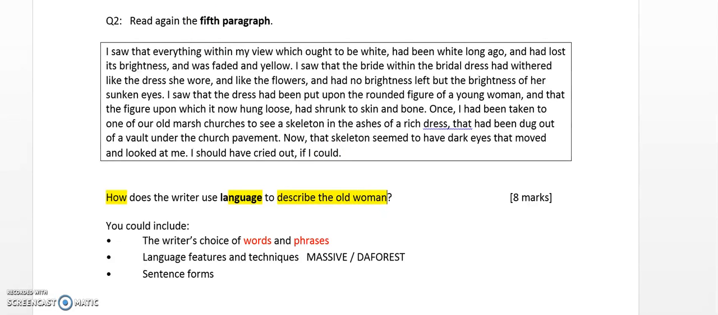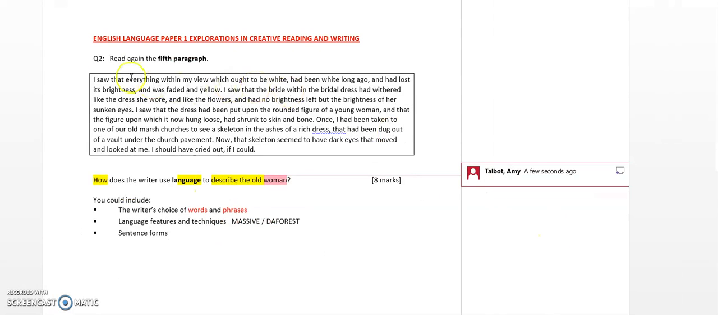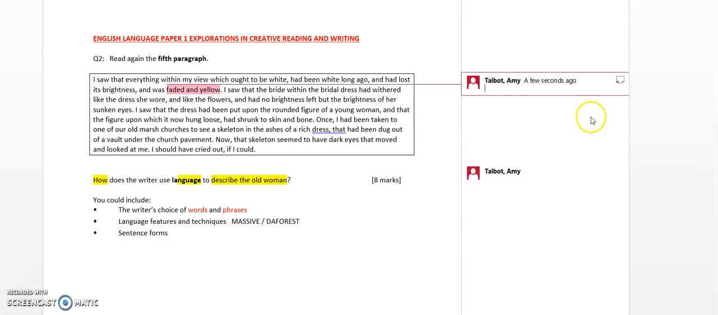So if we have a look at the extract, I'm going to do this by adding comments like this, and hopefully they're going to fit on. I think I might need to make it a little bit smaller. Yes, here we go. "I saw that everything within my view, which ought to be white, had been white long ago, and had lost its brightness, and was faded and yellow." So I can see that we've got this phrase here, faded and yellow. These words are adjectives, so I can use my subject terminology.